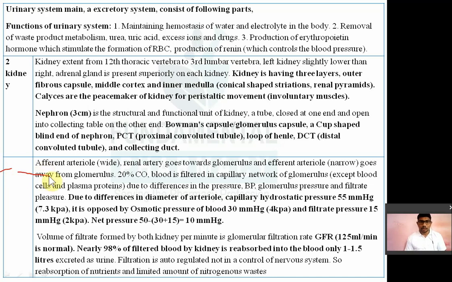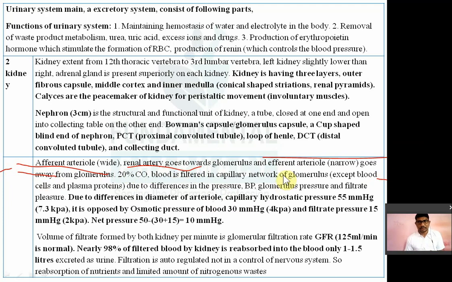Afferent arteriole has a wide diameter. Afferent arteriole means the renal artery branch which provides blood to the glomerulus, and efferent arteriole is the one that goes away from the glomerulus. Okay, so there is a little bit of difference in the diameter. Afferent arteriole is wide and efferent arteriole is narrow, and due to this there is a difference in the pressure.